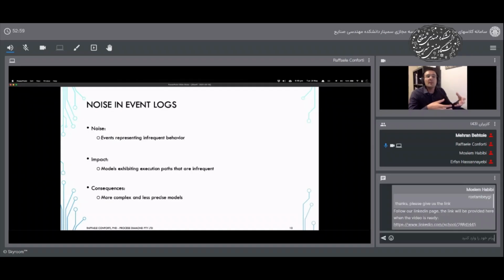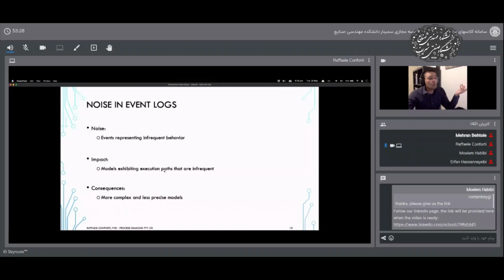But if you leave them in the log, they're just going to make the discovery more complicated or the final output more complex, which will then tend to create a model with a lot of arcs, a lot of gateways that technically are never executed. Because, for example, it's only executed once. So what can we do to improve?